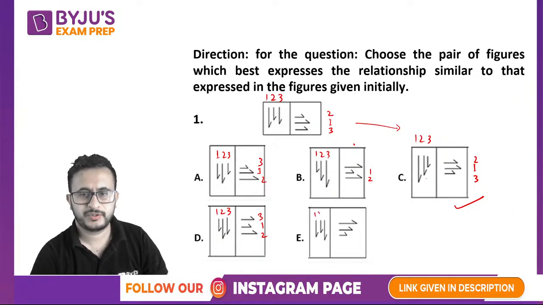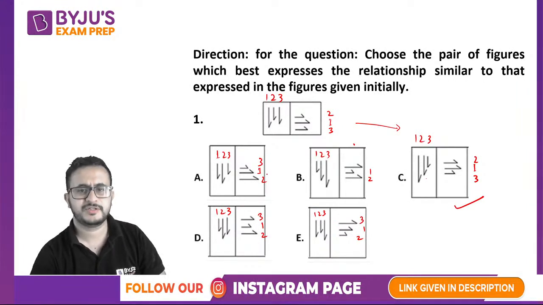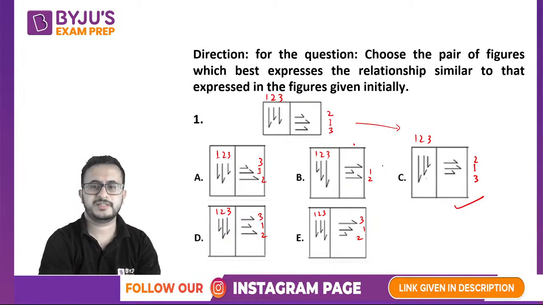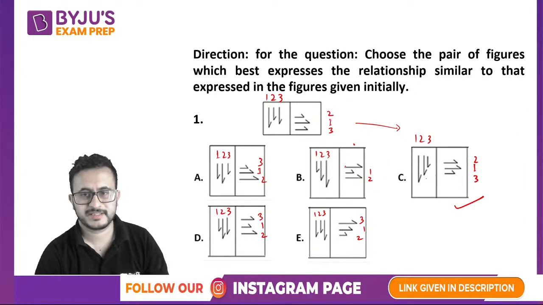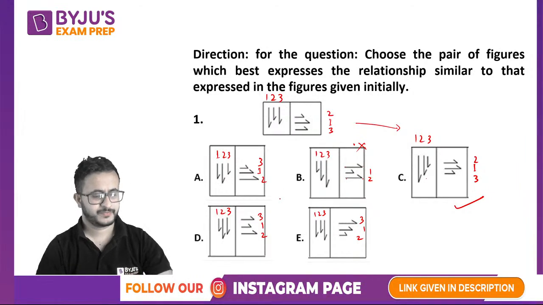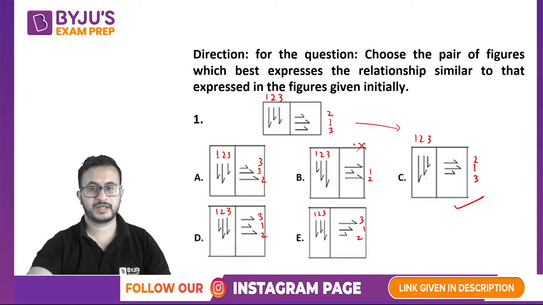This is 1, 2, 3. The middle line is at the center, the smallest line at the bottom, and the longest line at the top. So all these are showing 3, 1, 2. This is the correct one. In option B, there are two lines with the same length, which is not the case in the given figure. All three lines have different lengths. So that is why this is also rejected. So the answer is option C.